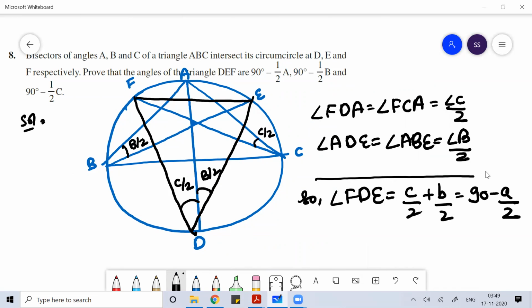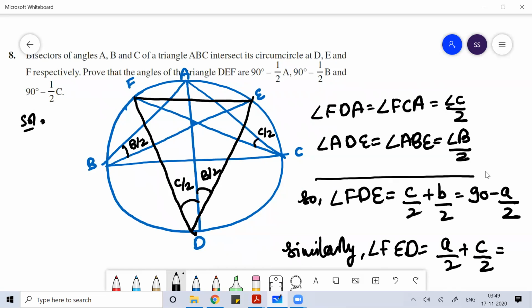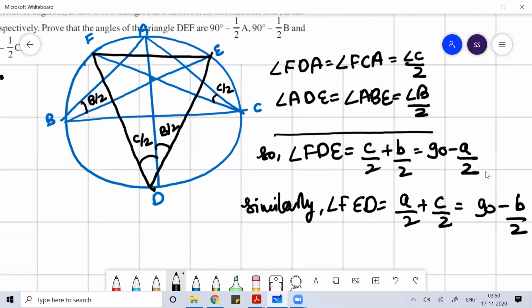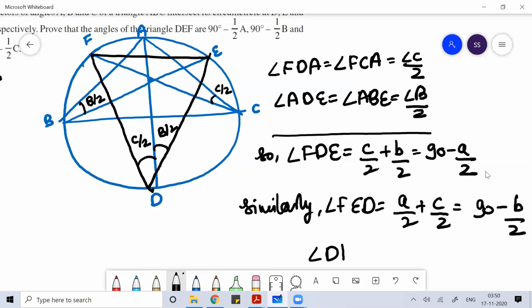So similarly, I can prove all the other angles. Angle FED will be equal to A by 2 plus C by 2. That will be 90 minus B by 2. And similarly, what angle is left? Angle DFE will be A by 2 plus B by 2. So that will be 90 minus C by 2. Simple.